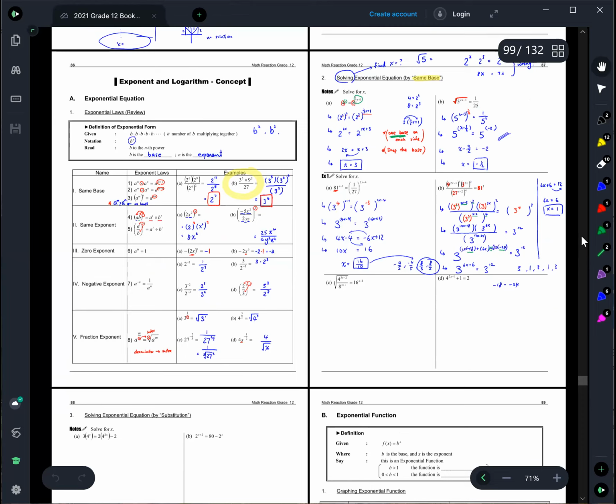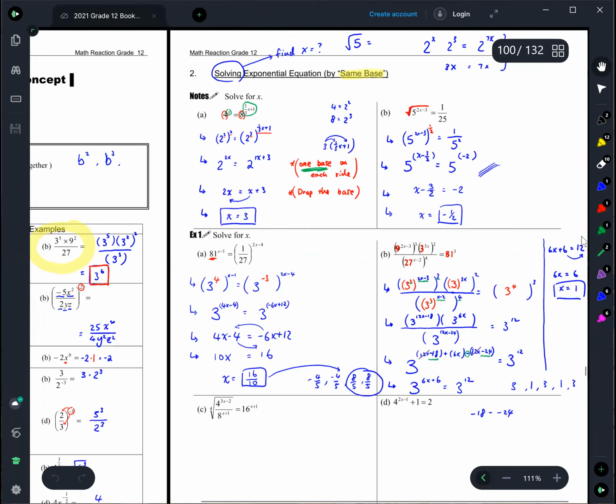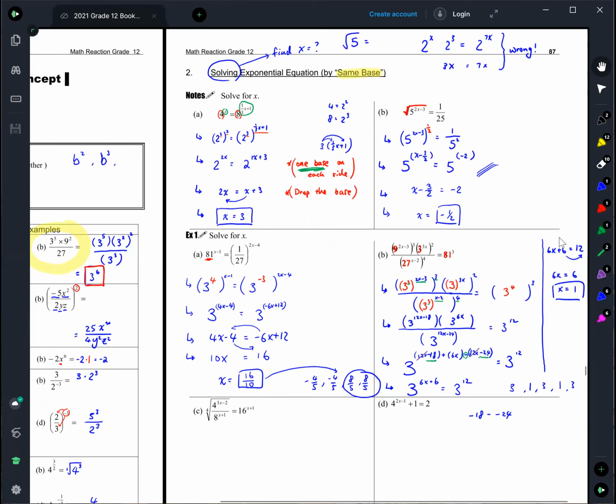So last time we talked about solving equations with the same base, right? We change them into base of 2, base of 5, right? And then once each side has the same base, with one base on each side, then you can drop the base and just solve for the exponents.